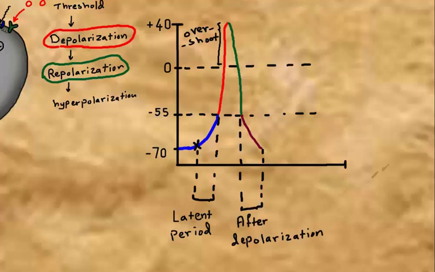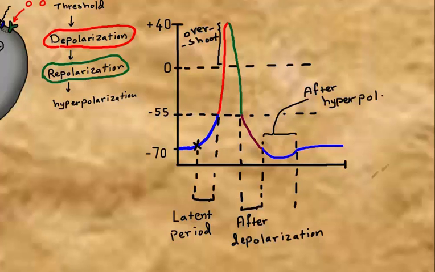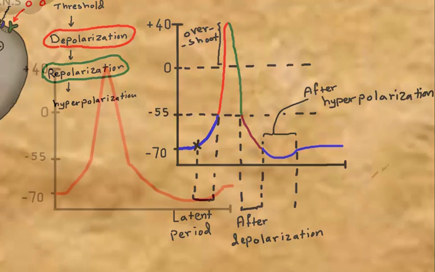Then a state of hyperpolarization, and this last segment is called the after hyperpolarization. So this is about the process of action potential. Now this process has three characteristics. So let's move on to check out these characteristics.